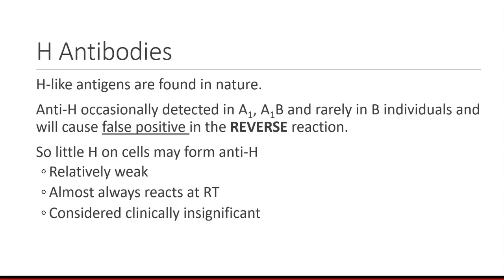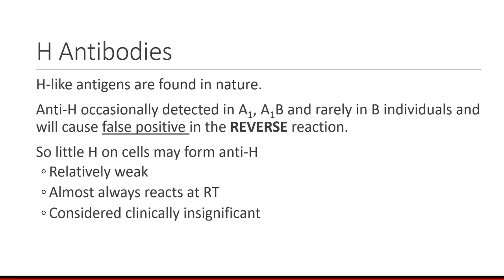We're going to talk about H antibodies, or antibodies to the H antigen, and H-like antigens are found in nature. Anti-H is occasionally detected in A1 and A1B people, and rarely in group B individuals. And this will cause a false positive in the reverse reaction. The reverse reaction is where you've added unknown serum to your known cells. The reason for this is there's so little H on their cells that they may form an anti-H.